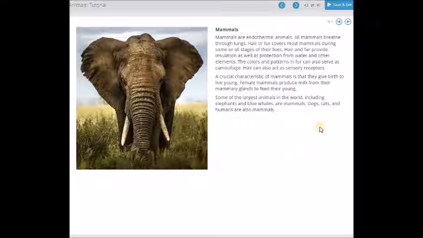The color patterns can serve as camouflage, and hair, actually, believe it or not, can be sensory receptors. The whiskers on a cat are an adaptation that allows the cat to do some sensing. It even helps in the cat's balance. Interesting. A crucial characteristic of mammals is that they give birth to live young. Now, this isn't unique. Remember, there were some snakes that did that, but the mammals all give birth to live young.